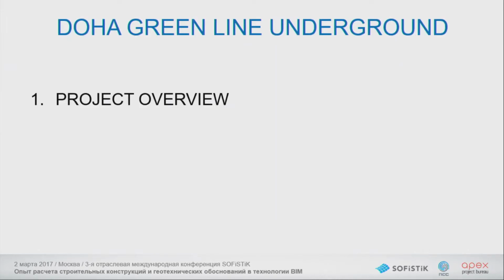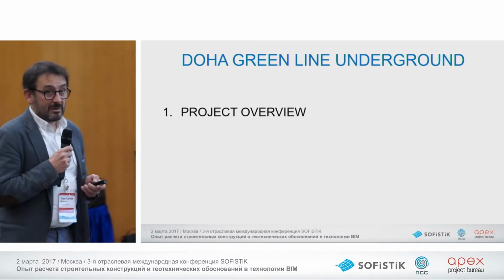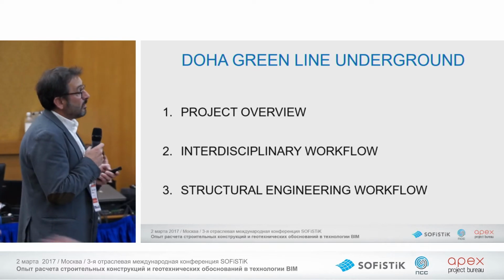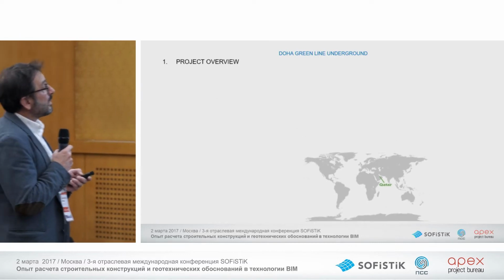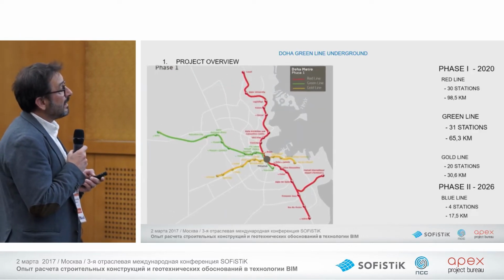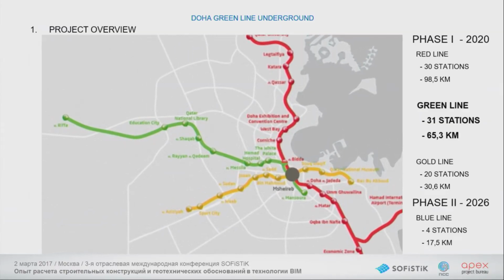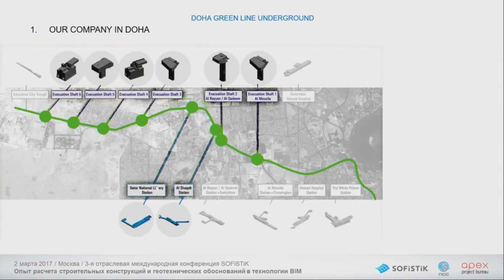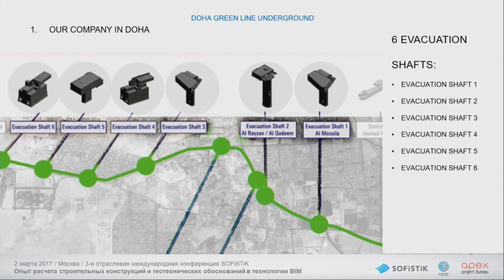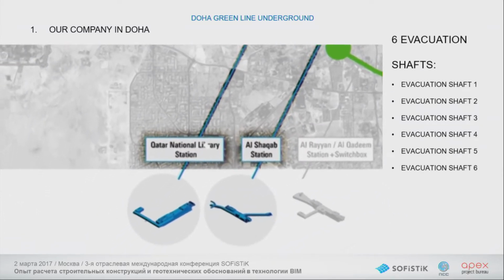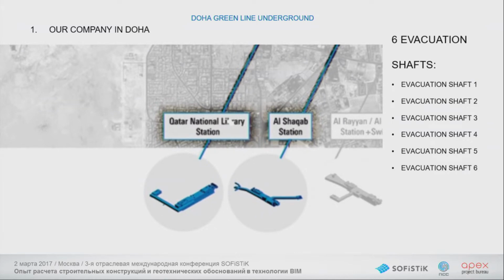The Doha line underground is another project we have designed for the same geographical area in the Middle East. We have the 3 steps too. It's in Qatar. We work in the green line. There are 31 stations. We have worked in 6 evacuation shafts and 2 stations. Evacuation shafts are that kind of construction, and the 2 stations are Qatar National Library and Al Shaqab Station.